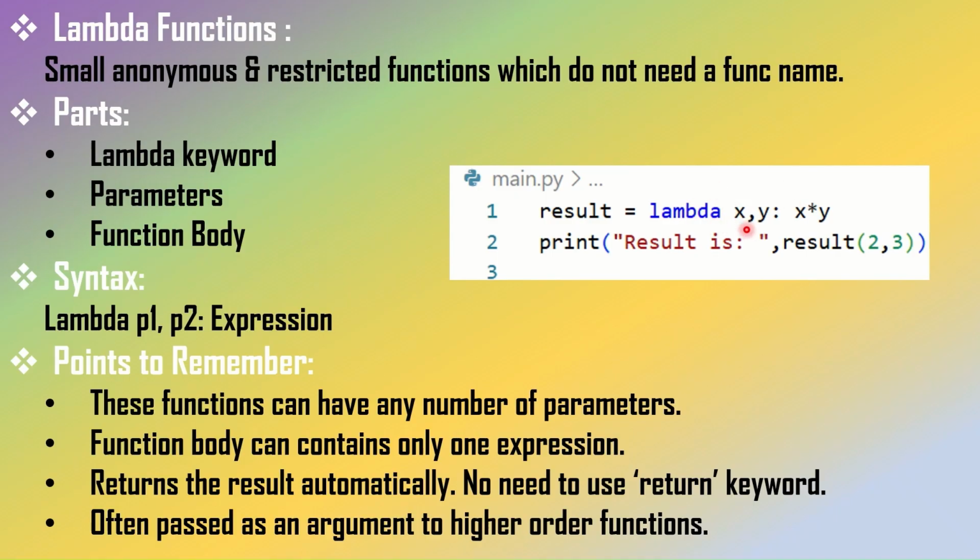Since this lambda function definition requires 2 parameters, I made a function call like this by passing the values 2 and 3 to this lambda function. So finally, when this code gets executed, it will print the result. Result is 6. 3 into 2, 6.